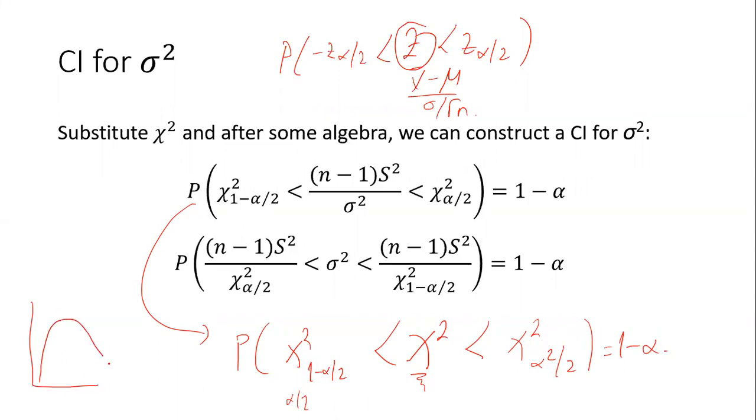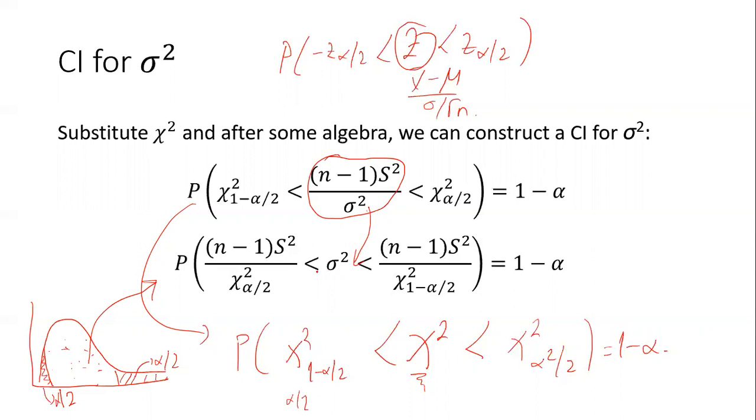So this is my chi-square, right? And this is alpha over 2. So this region is alpha over 2, and this region is again alpha over 2. So the probability that your chi-square random variable is in this region is given by this, which is equal to 1 minus alpha. So what I do is I just plug in the chi-square random variable, which I have defined, n minus 1 times s squared divided by sigma squared, and just leave sigma squared alone here using some algebra.